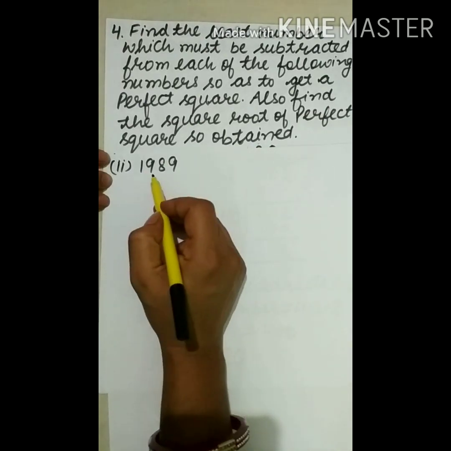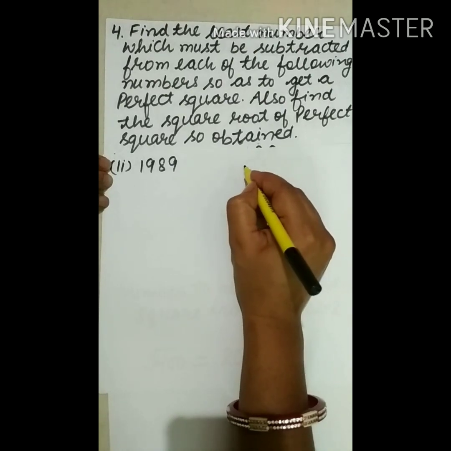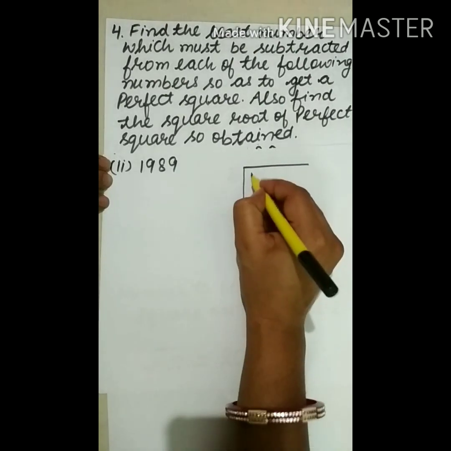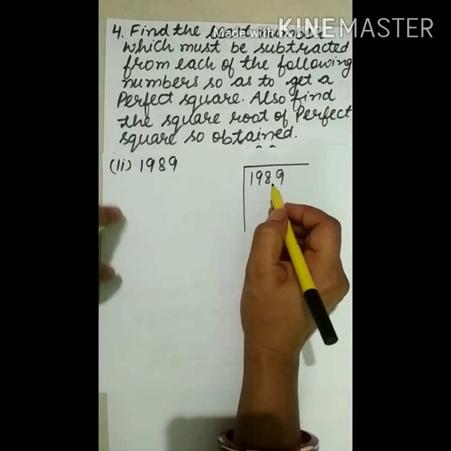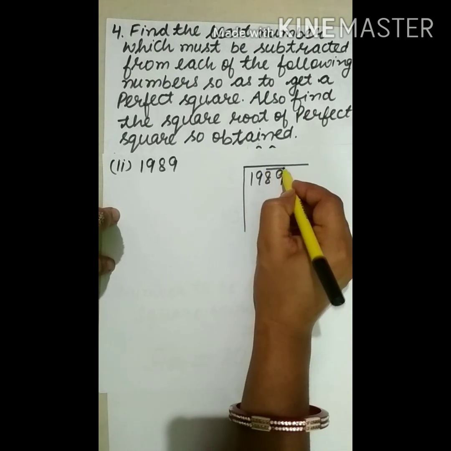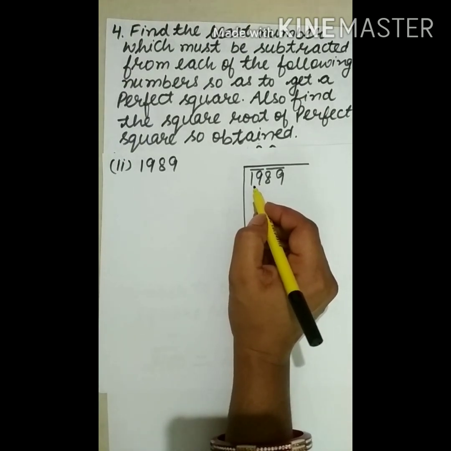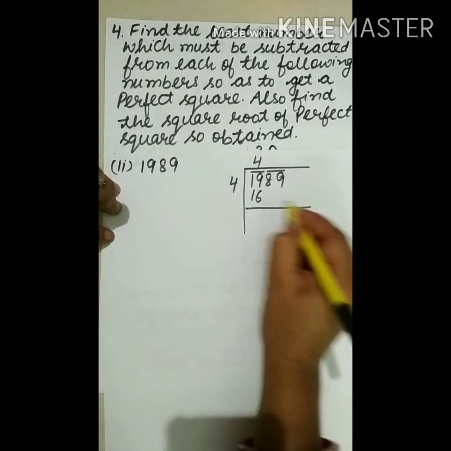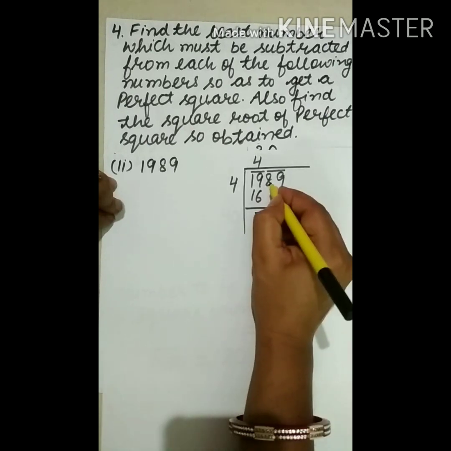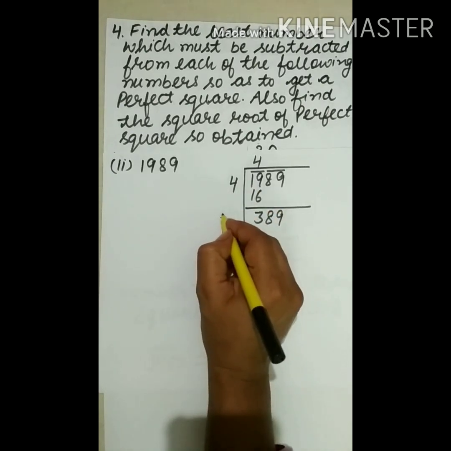Next part is of the same question, 1989. Again, we are to find the number which must be subtracted from 1989 so as to make it a perfect square. Now students, make the pairs from the right side. It will be 89 and 19. Now see the square number nearest to 19. It is 16. 4 fours are 16. 19 minus 16 is 3. Carry this pair of numbers. It is 389. 4 plus 4 is 8.